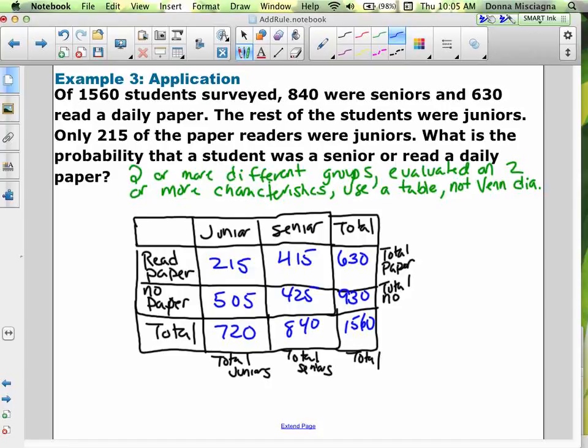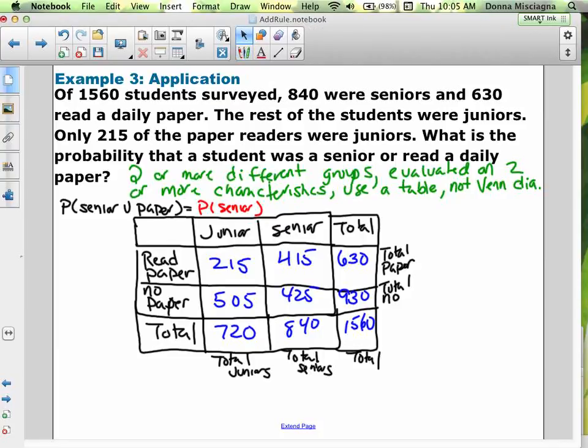We want to find the probability that a student was a senior or read the paper. So the probability of senior or paper is going to be equal to the probability for the senior plus the probability for the read the paper, and then plus, excuse me, not plus, minus. We have to subtract off the overlap.